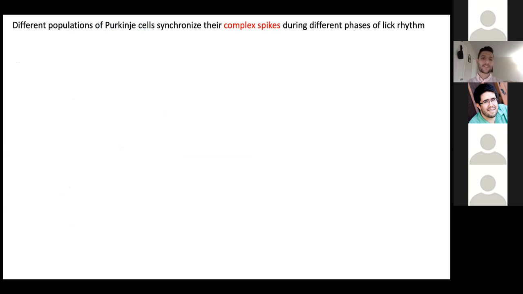Finally, what can be said about the complex spikes of these cells? Well, it's been shown that different populations of Purkinje cells will synchronize their complex spike during different phases of lick rhythm. And perhaps if we organize cells with respect to what is happening with the complex spikes, say complex spike responses of cells, if we were to combine them based on that, maybe this diversity of simple spike may be elucidated a little bit more. Maybe we can make a little bit more sense of that.